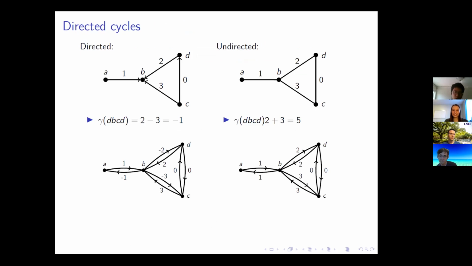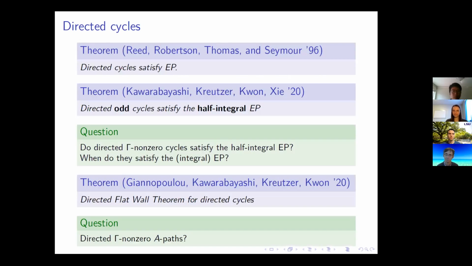So if you look at directed cycles, here we can sort of bidirect the edges. But more generally, we can just look at directed cycles where I'm allowed to have both directions, but I'm only looking at cycles that are directed cycles in the underlying graph, and I just put arbitrary weights on these edges. I didn't mention it, but there have been some recent results for directed cycles and the Erdős–Pósa property. In particular, there's a recent result from 2020 that directed odd cycles satisfy the half-integral Erdős–Pósa property.